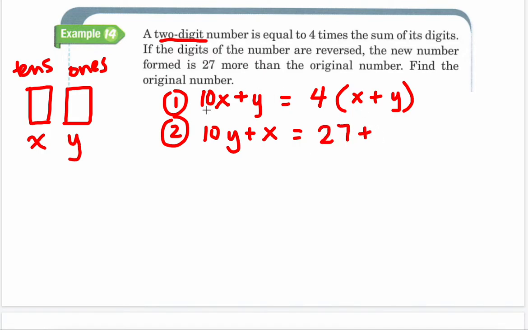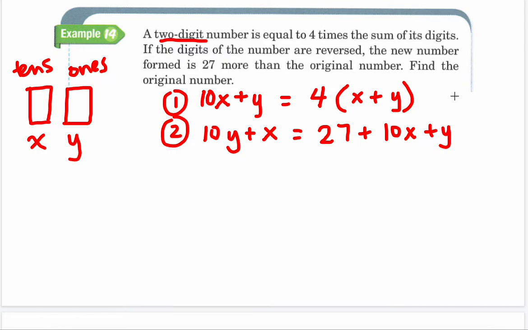27 more than the original number. Now remember, the original number was when x was in the tens place and y was in the ones place. You could put parentheses around this, but it's just addition, so it doesn't really matter. We really care about parentheses when there's a multiplication because that means distribution. If I were to put parentheses here, it doesn't change anything with order of operations. It doesn't have distribution. So you can put it there or not. Okay, we have our two equations based on the two situations that we read.